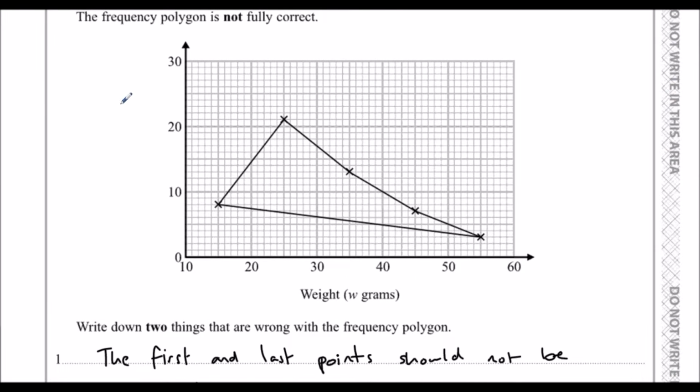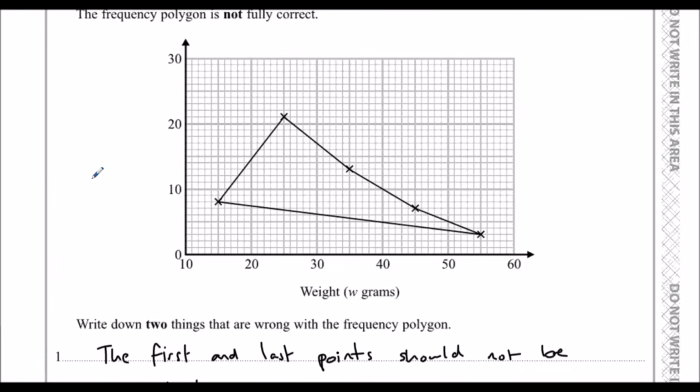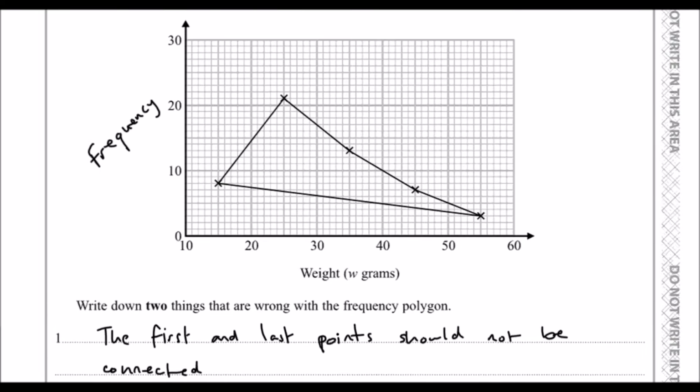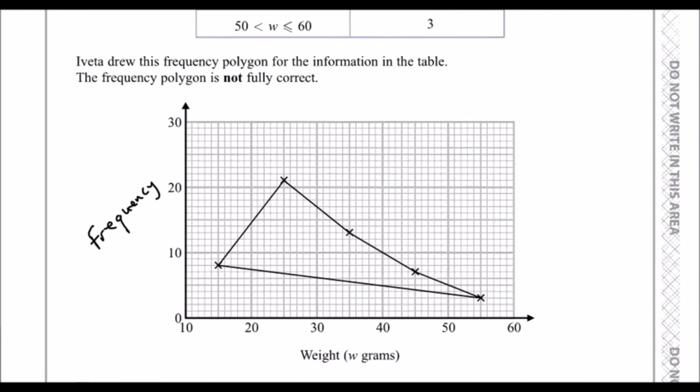There's not a label on the y-axis. It should be a label for frequency. So that is something else that's wrong. So we could say there is no frequency label. And also one more thing is wrong with this one.